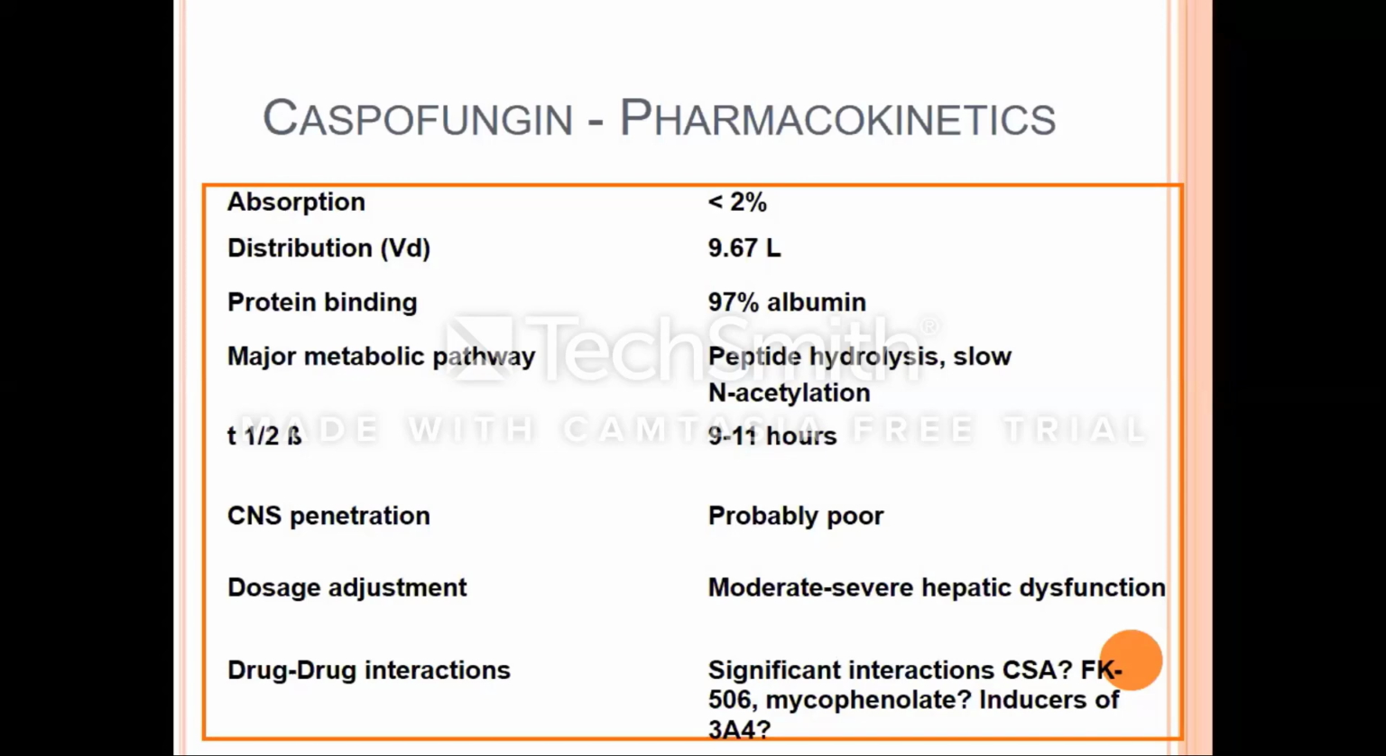Obviously, dose adjustment is required because it causes moderate to severe hepatic dysfunction. The dose adjustment will be required in those patients who are already suffering from hepatic disorders like hepatitis and so on. Yes, there are certain drug interactions, but they are not yet well established.